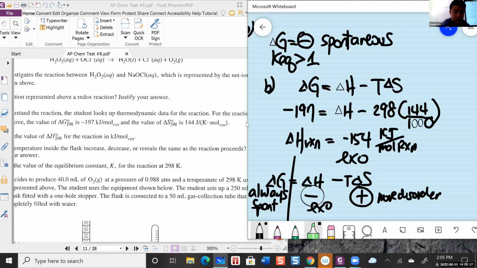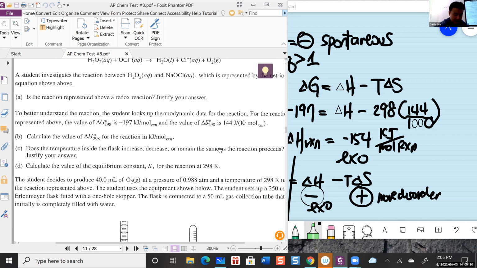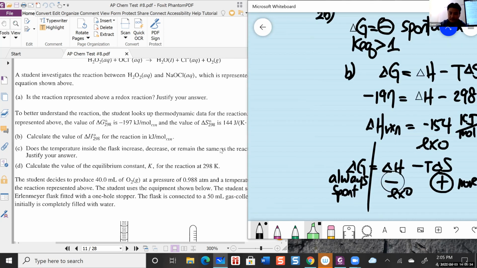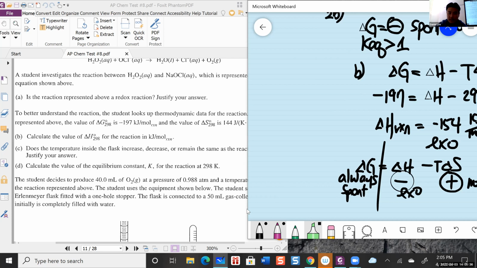All right. So that is the answer for part B. How many points for part B? 1 point for part B. So please give yourself 1 point or no point for part B.